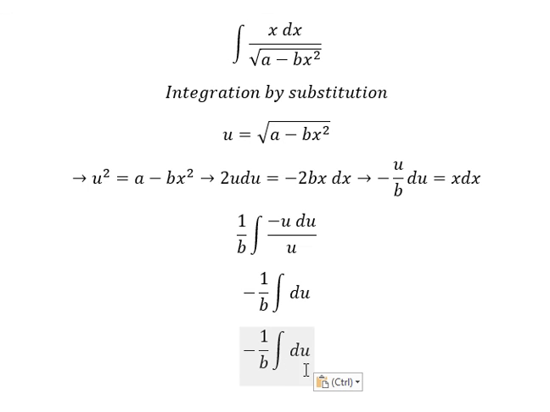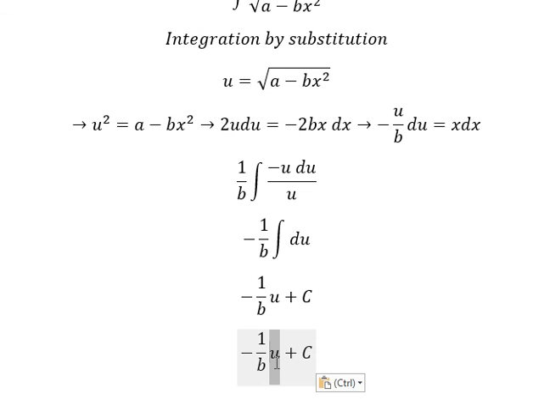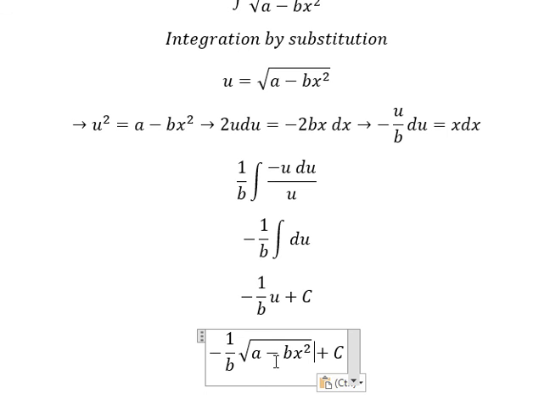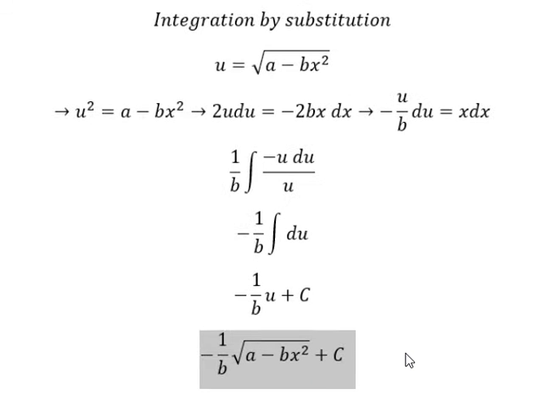The integration of du, we have u. And then we put c, that is the constant. About u, that is this one. And this is the final answer.